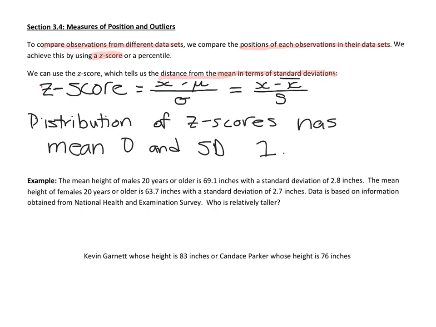Also notice when we calculate the z-score, units are in the numerator. Mean has units and standard deviation has units, so when we divide by them, the units cancel. So the z-score is unitless. Let's write that out: the z-score is also unitless.